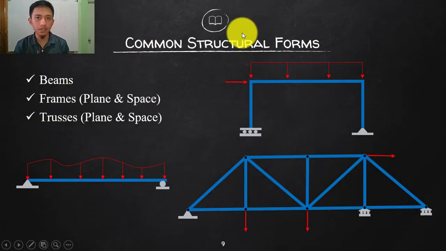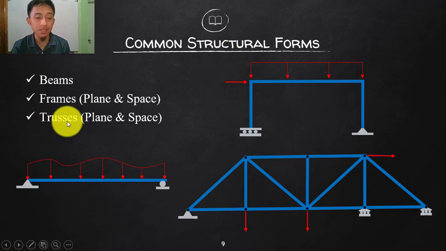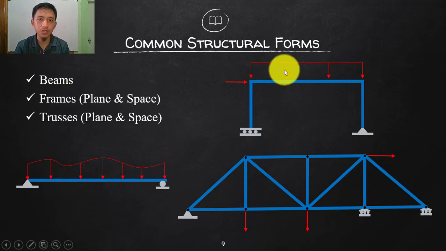Okay, there are a lot actually of structural forms, but I will just be discussing the commonly used structural forms. So we have here beams, frames. And in frames we have what we call the plane frame, and then we have what we call the space frames. And trusses, we have what we call the plane trusses, and then we have what we call the space trusses.